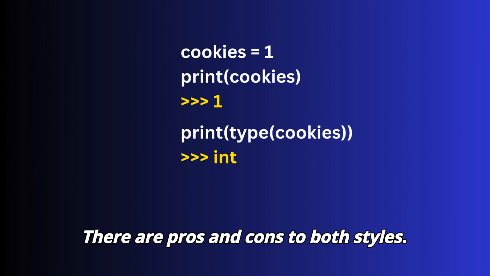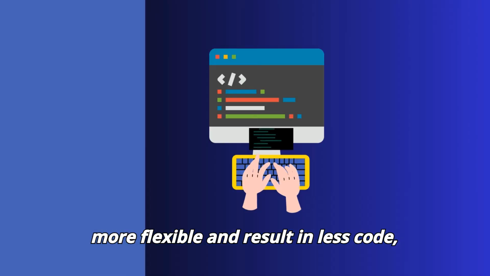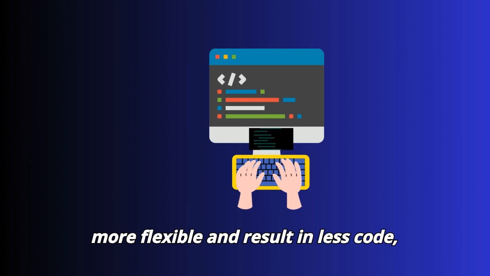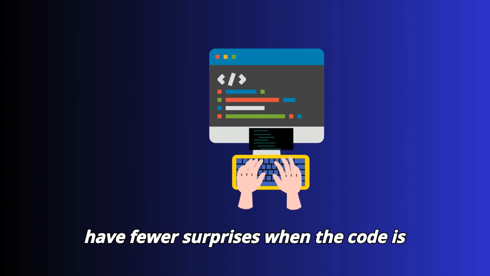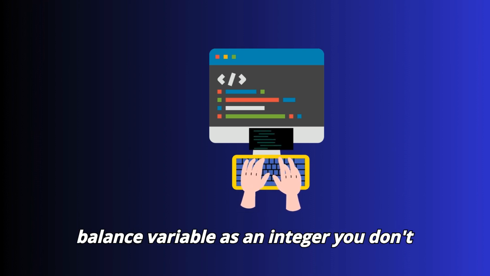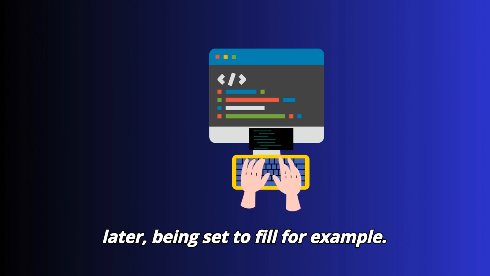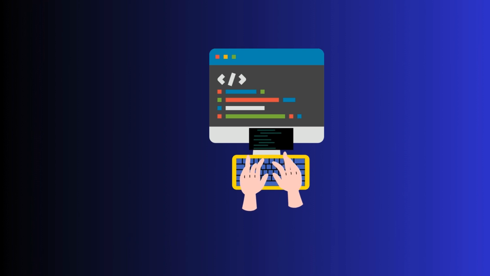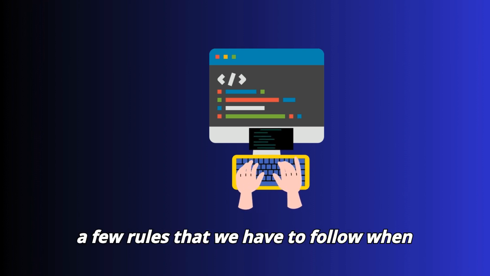There are pros and cons to both styles. The more relaxed languages tend to be more flexible and result in less code, whereas with more strict languages, you have fewer surprises when the code is actually run. If you created an account balance variable as an integer, you don't have to worry about it later being set to null, for example.